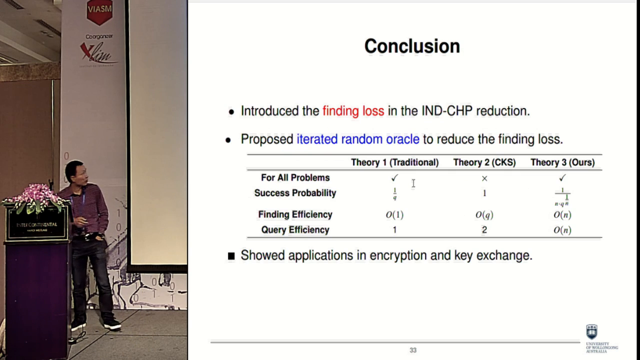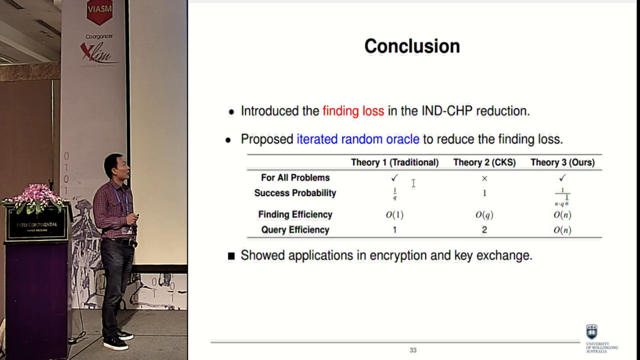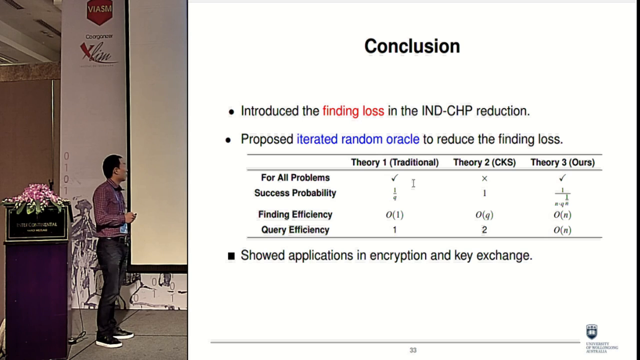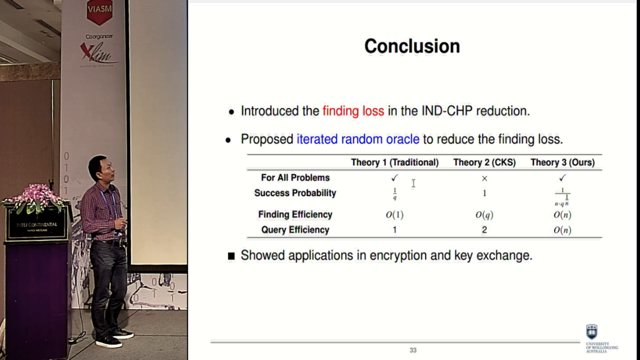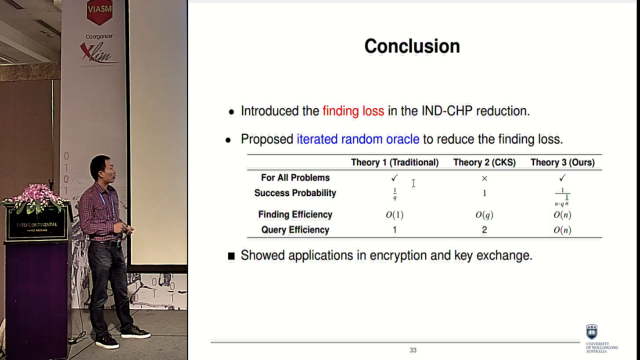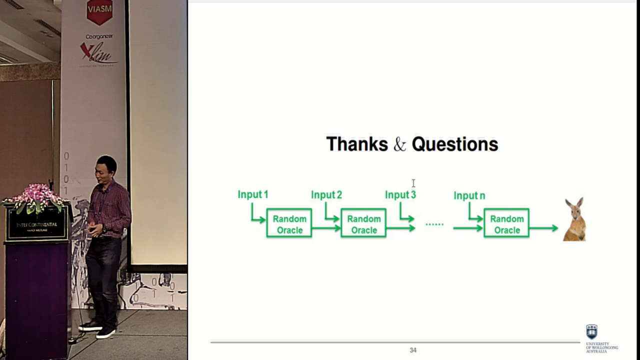Okay, conclusion. We introduced the tightness loss in the CDH reduction. This one is just a very special reduction. And we propose an iterated general oracle to reduce the tightness loss. So these are the main differences compared to the traditional approach and the CQS approach. And at the end, we showed two applications of this approach. One is in encryption and one is in key exchange. Yeah, that's all. Thanks.